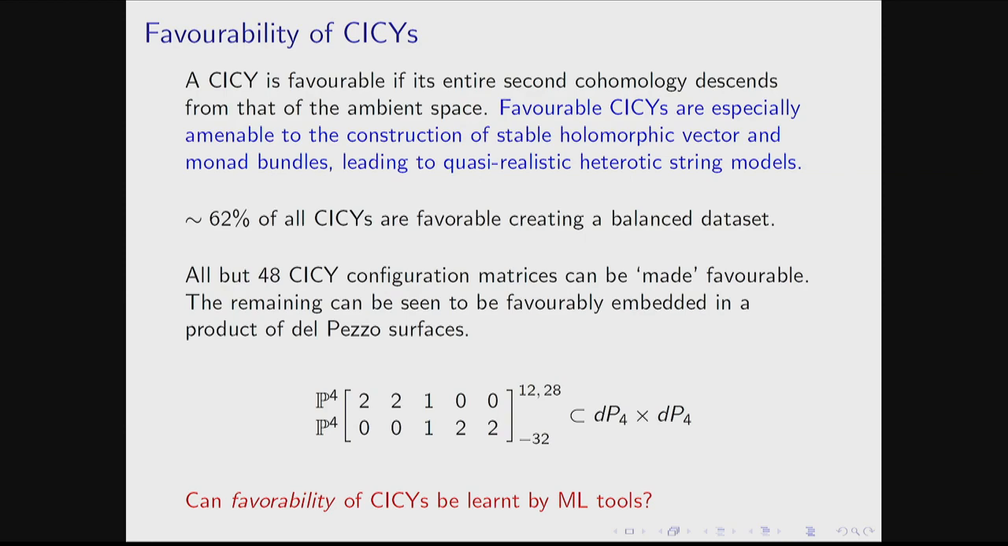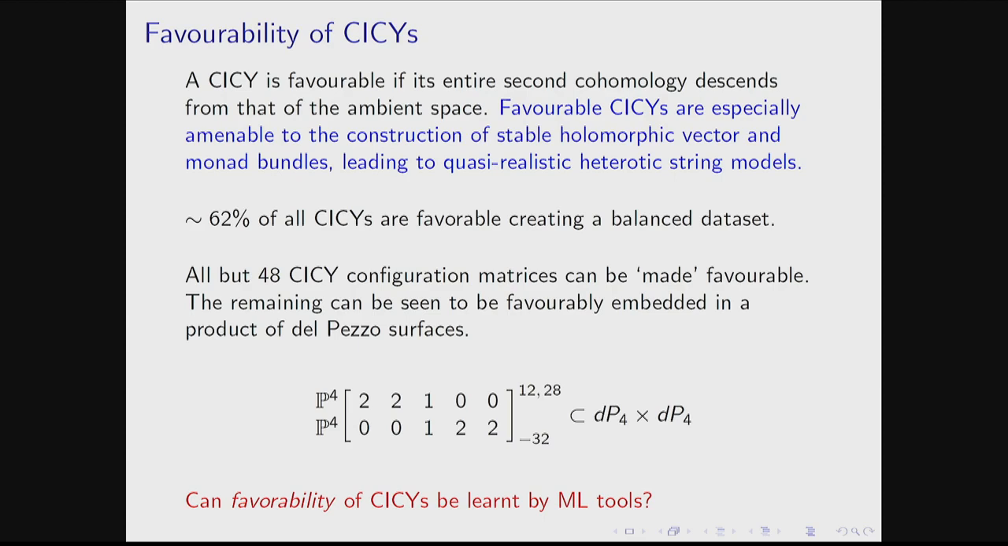Right. So favorability of CICYs is one of the properties of CICYs that we would like to machine learn. I've already explained what favorability is, but it is really important because it helps tremendously when you are constructing line bundle sum models, for example, or monad bundles, to have a favorable CICY, to have the second cohomology descend from the ambient space. The fraction of CICYs that are favorable is 62%, so it's a more or less balanced data set.